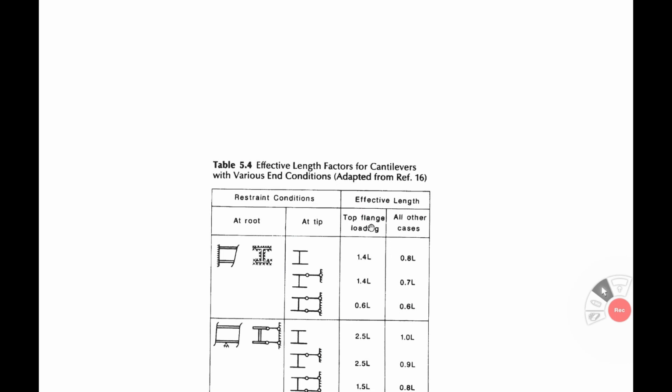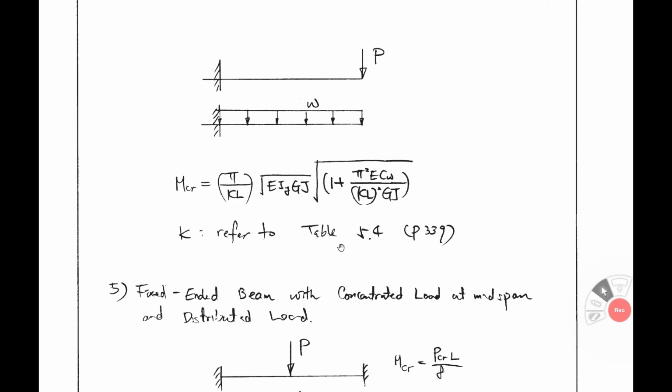For top flange loading case, 1.4 L. All other cases 0.5 L. If the right hand side boundary is like that, supported but hinge supported, then top flange case 1.5 L, or other case 0.7 L. Top and bottom flange supported by hinge, then 0.6 L, 0.6 L, like that. If you input those values, then you can get that one.